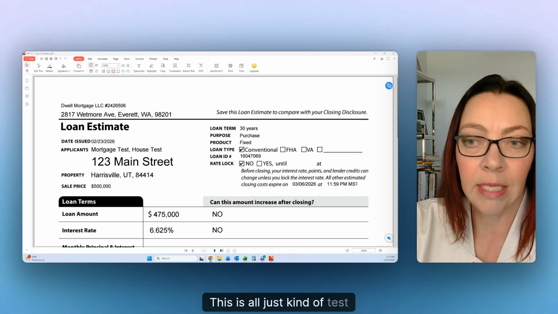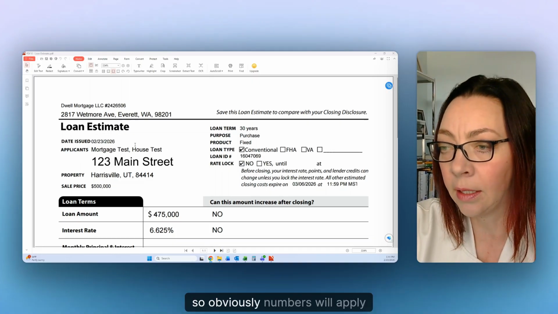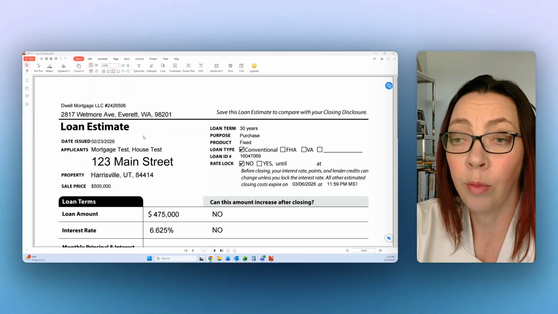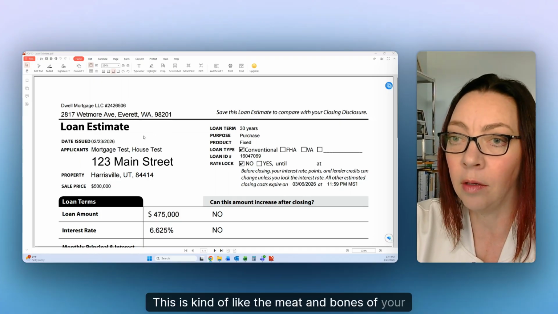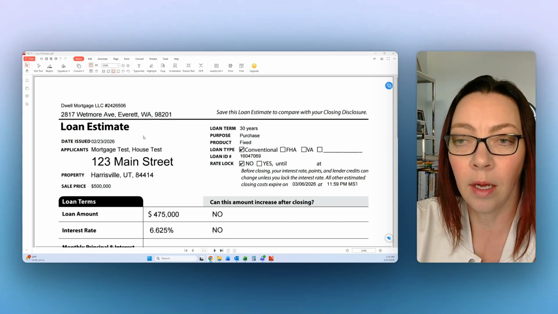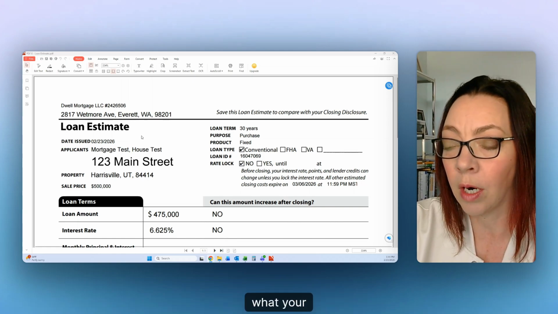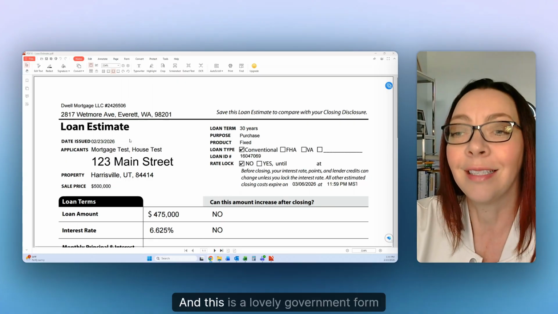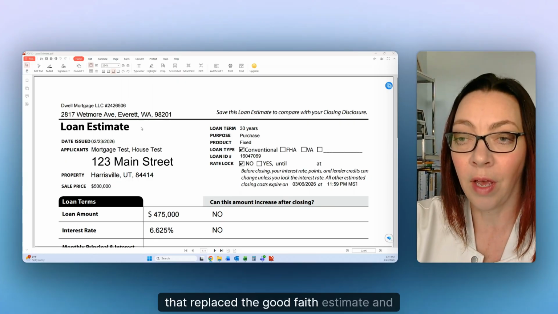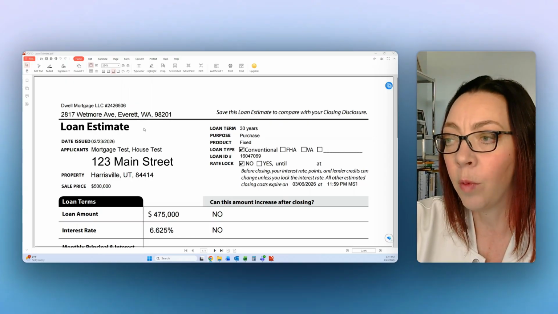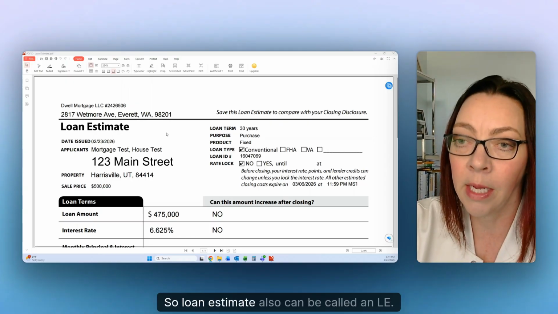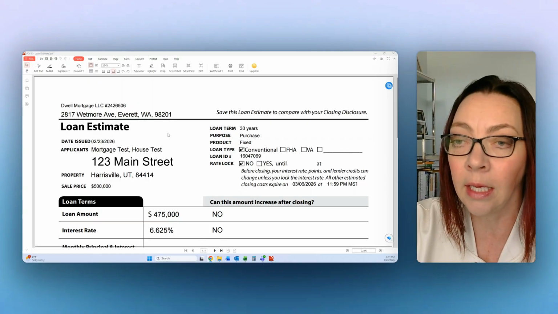This is all just kind of test stuff, so obviously numbers will apply to your specific situation. This is kind of like the meat and bones of your payment, your costs of the loan. So you really want to understand what your numbers are. And this is a lovely government form that replaced the good faith estimate and HUD 1, if you are familiar with those terms. So loan estimate also can be called an LE.